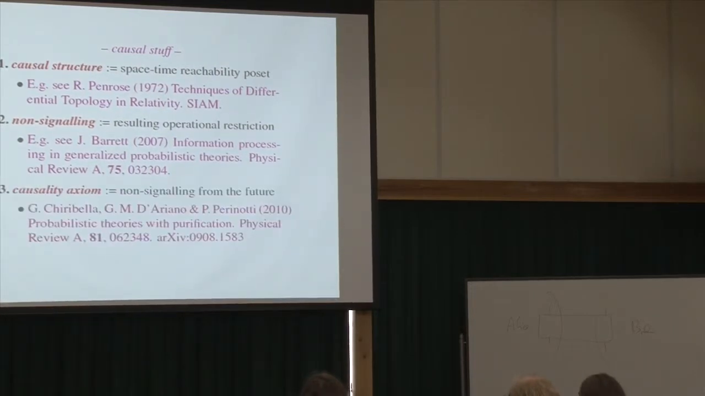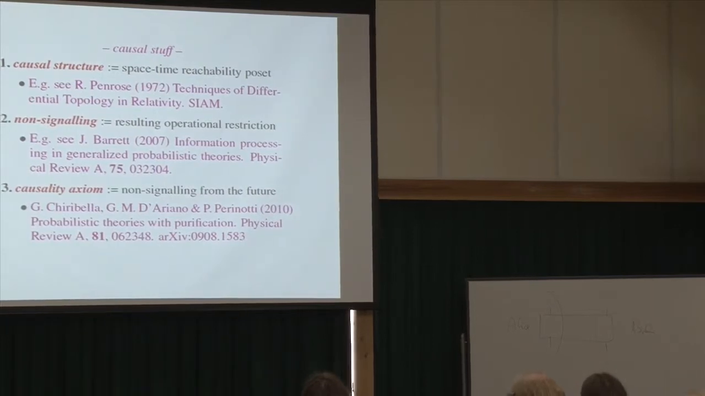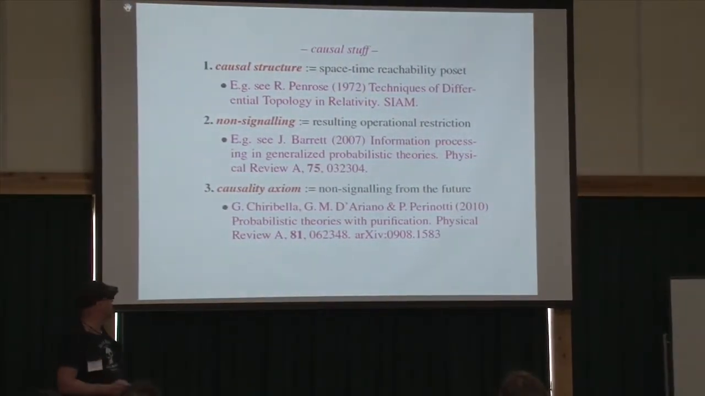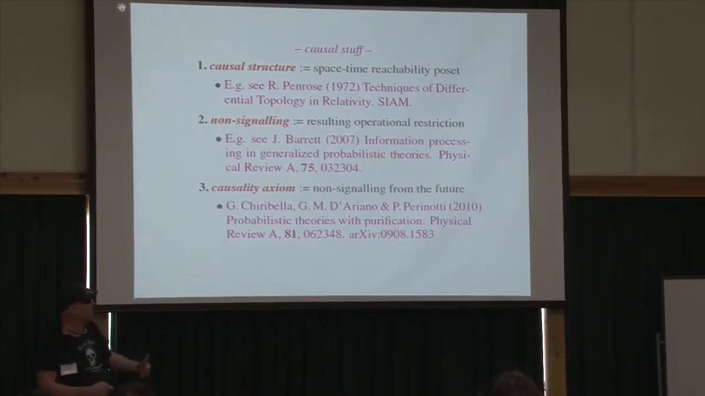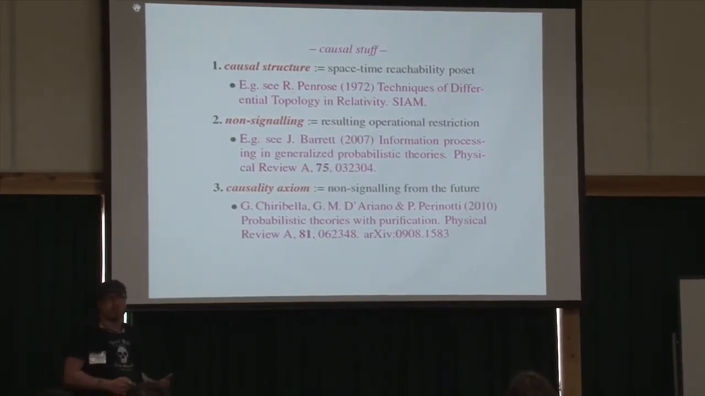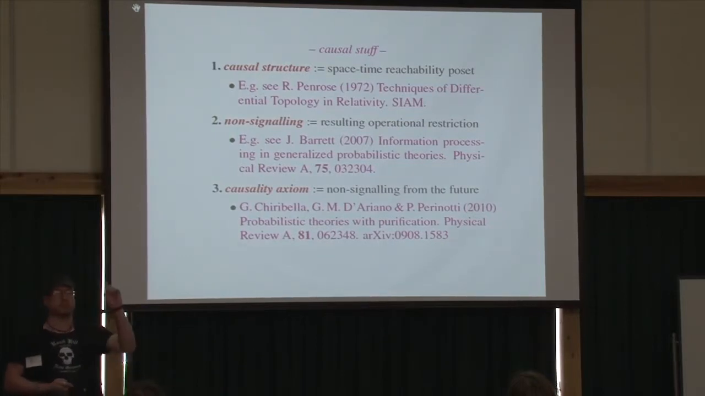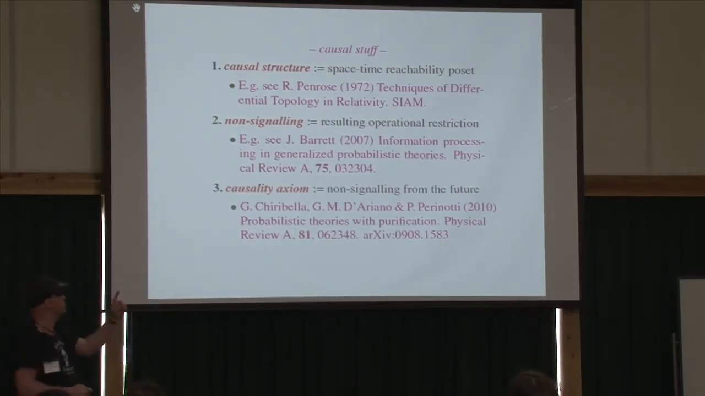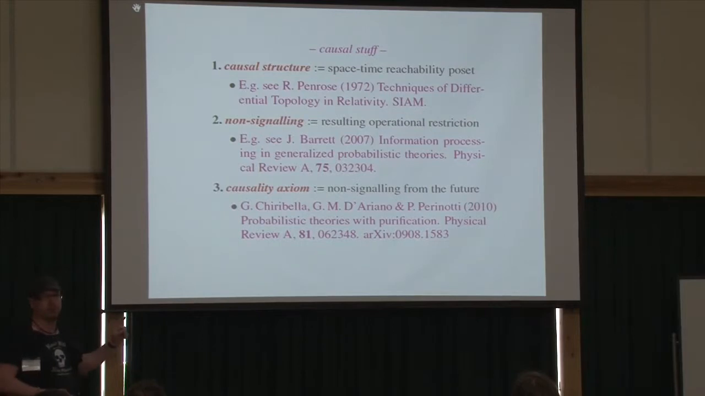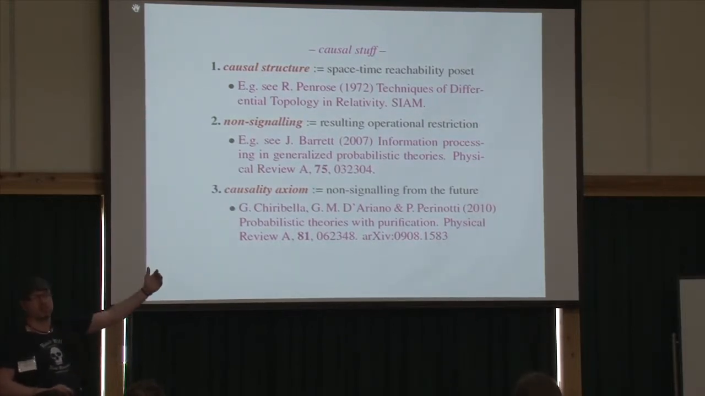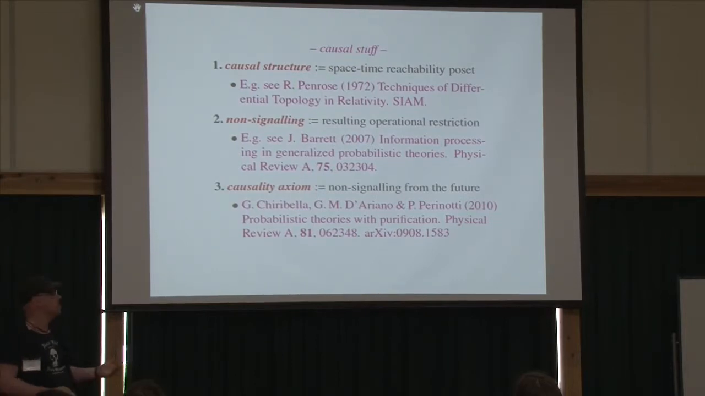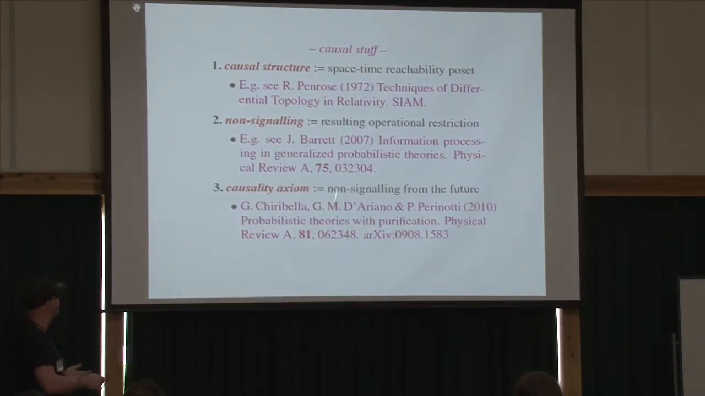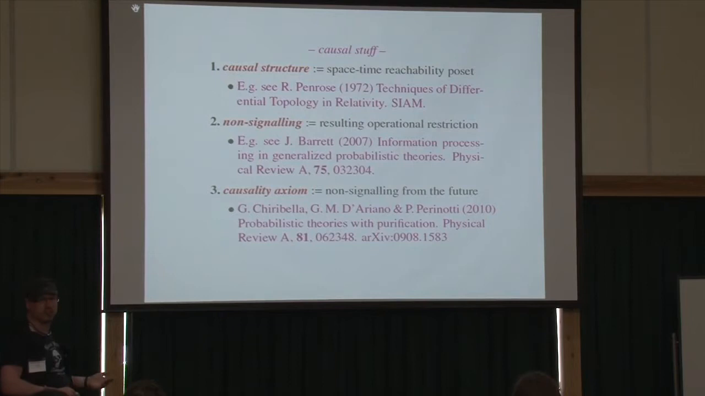And then there's a third place where causality appears, and that's in papers by Giulio Chiribella, Mauro D'Ariano and Paolo Perinotti, and they have an axiom which they motivate as no signaling from the future. So not non-signaling, but no signaling from the future. Like if you do a measurement, then the outcome shouldn't affect something in the past. So this clearly seems to indicate that these two notions are different.